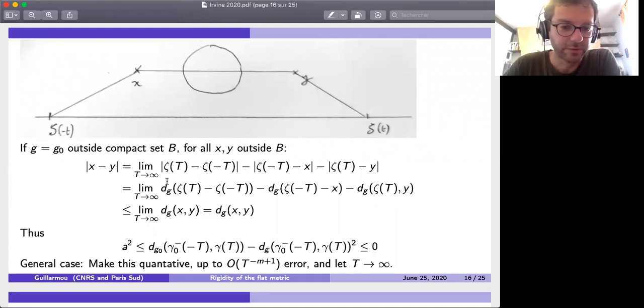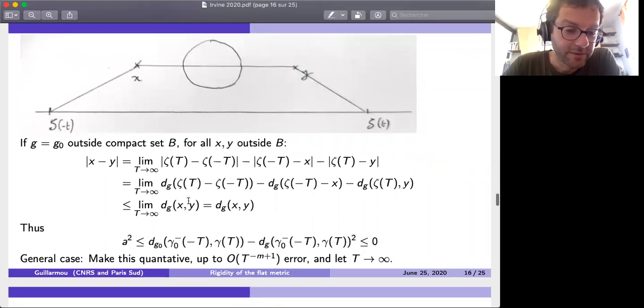Because the G distance between the bottom left point and the bottom right point is less than the distance between zeta minus t and x, plus the distance for G between x and y, and then the distance from y to zeta of t. But of course, because this is independent of t, it's just equal to the distance between x and y. So it tells you that the G distance is always more than the Euclidean distance. And if I come back to my previous inequality, it gives what I want. I get a squared is negative or 0, which means that a is 0.